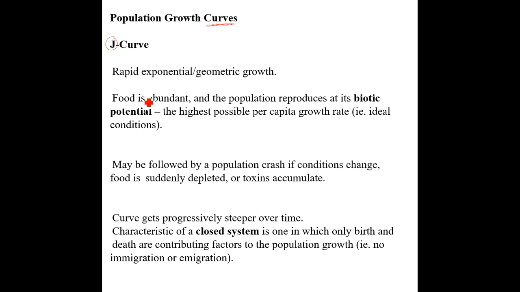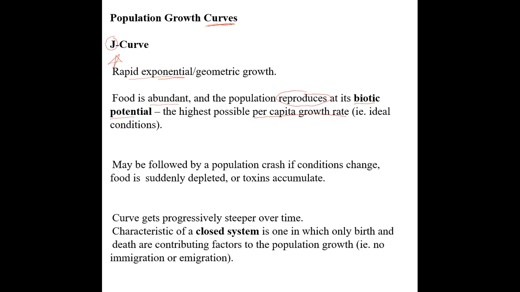So for the J curve, what we have is rapid exponential growth. That is the key. Very, very rapid growth that is taking place. For these populations, why is the growth so rapid and exponential? There's no shortage of resources. There's abundant food for the population, and it is reproducing at really its maximum capacity. It is reproducing as fast as it possibly can, and that is what we call the biotic potential. So the highest possible per capita growth rate that a population can reproduce at.